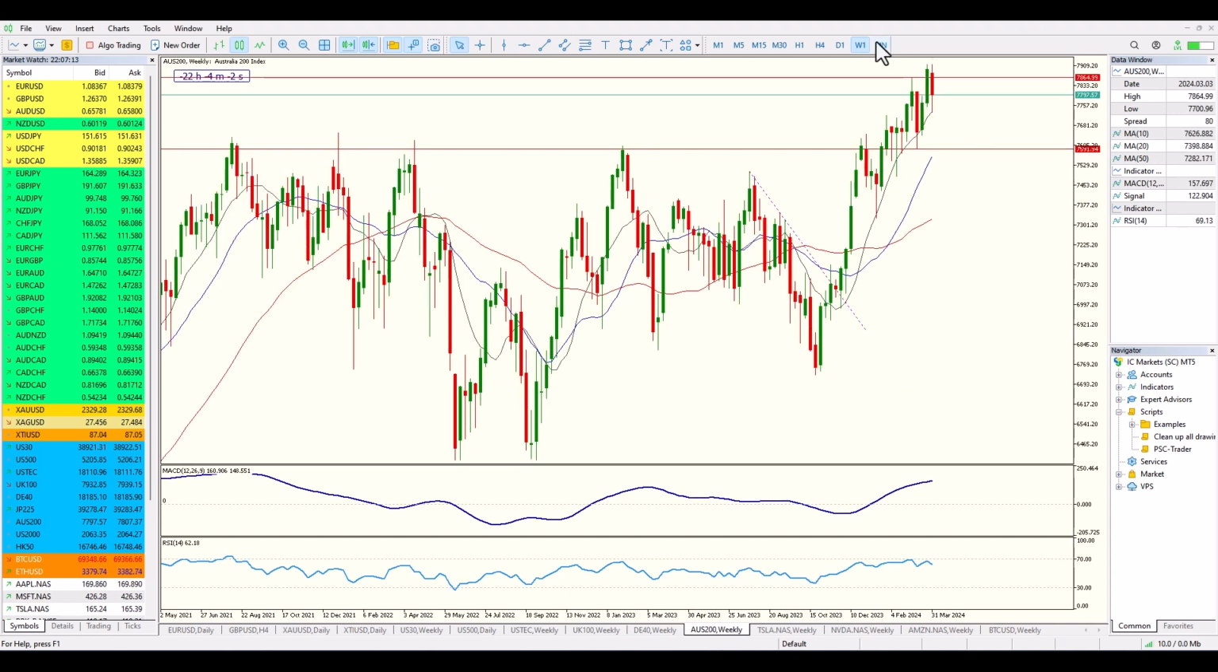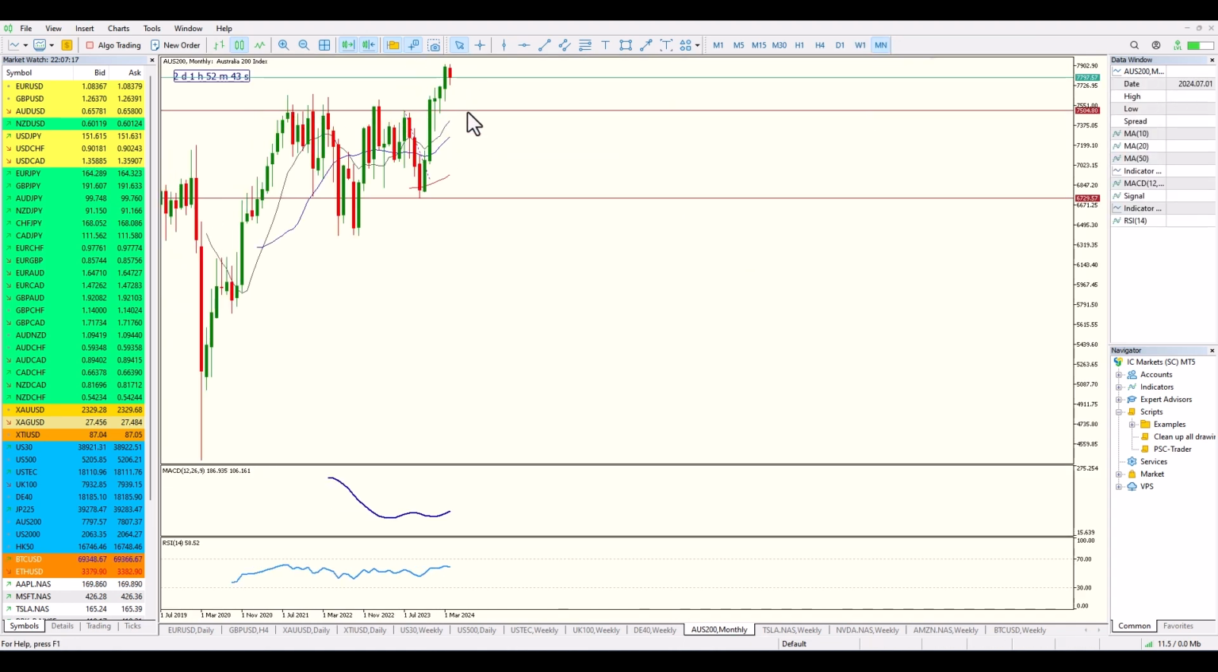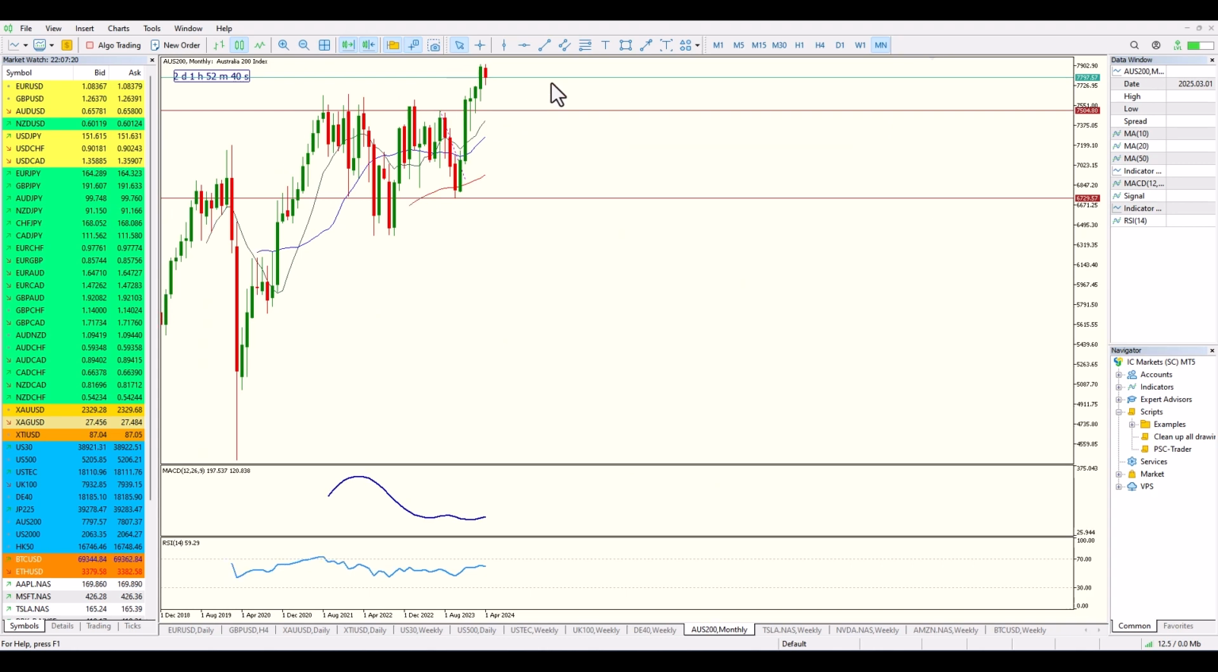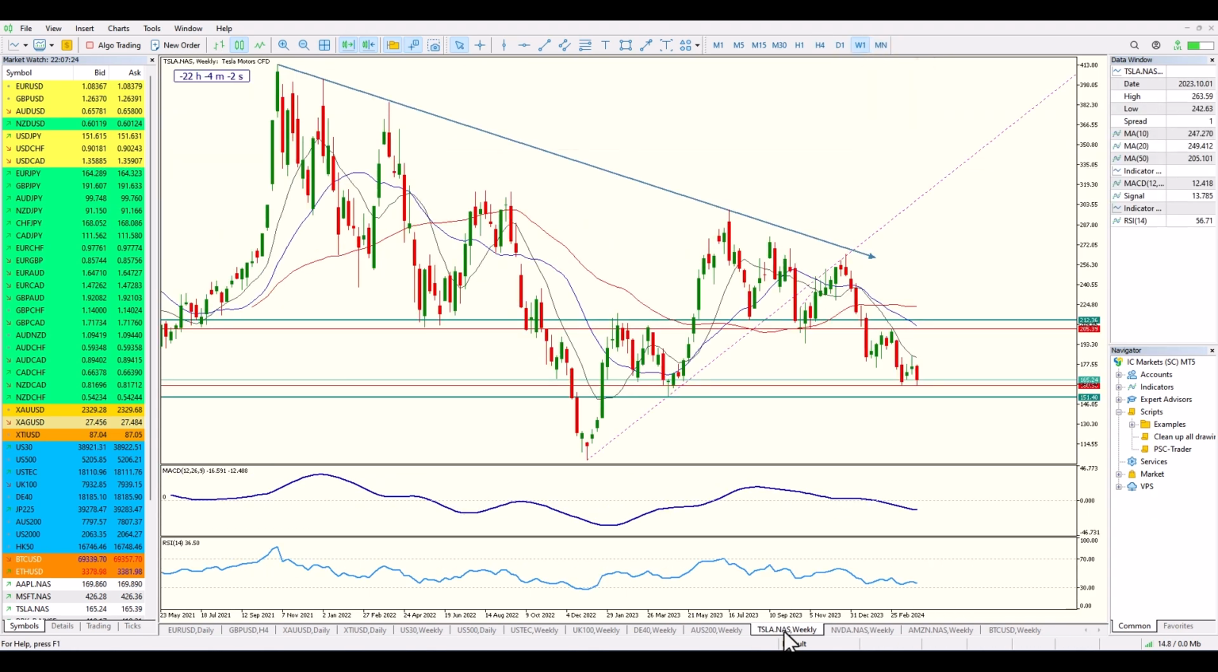Here's the ASX as well. Looking at that again, a break through resistance could potentially lead to it heading down for a couple of weeks to test for support. Let's have a quick look at Tesla, for example. Tesla here, you can see, is starting to break through levels of support, still looking relatively bearish while a lot of the market has been heading higher.